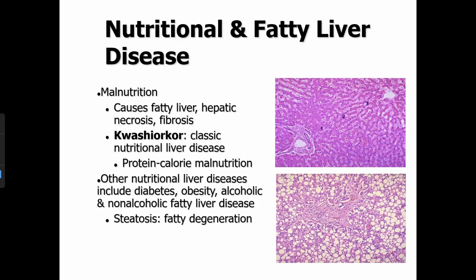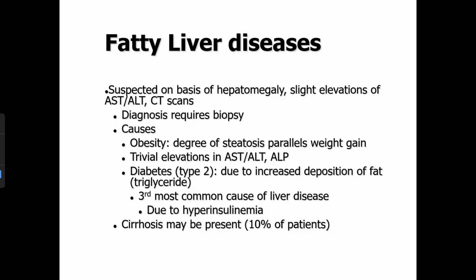Malnutrition causes fatty liver, hepatic necrosis, and fibrosis. Kwashiorkor is the classic nutritional liver disease, or protein-calorie malnutrition. Other nutritional liver diseases include diabetes, obesity, alcohol, and non-alcoholic fatty liver disease, or steatosis, or fatty degeneration. Fatty liver disease is suspected on the basis of hepatomegaly, so enlarged liver, and slight elevations of AST, ALT, and CT scans. Diagnosis requires a biopsy.